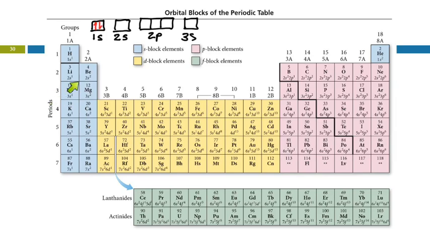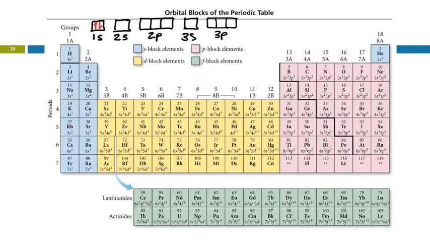So we've got 3s, and after 3s comes 3p. So we've got 3 orbitals there that could hold 6 electrons. 1, 2, 3, 4, 5, 6. That's not a coincidence that this section of the periodic table has 6 columns.